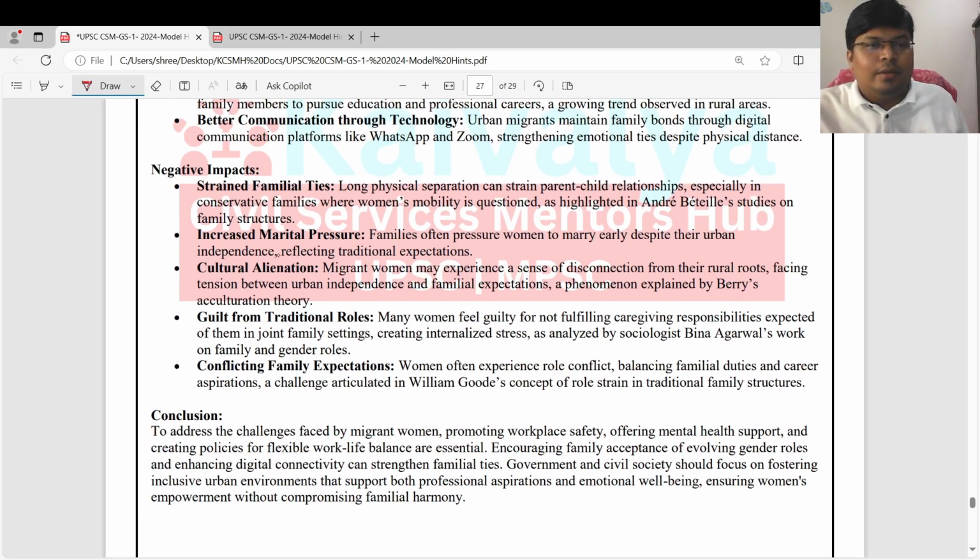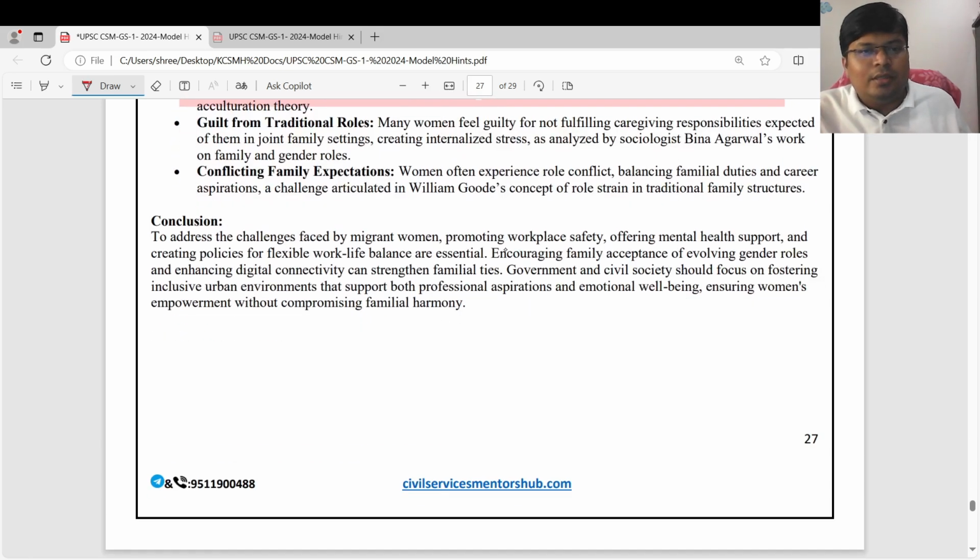Increased marital pressure, meaning pressure from the family for marriage is also increasing. Cultural alienation: obviously, when the woman must migrate from the family or locality to new areas, the cosmopolitan culture may not be suitable for each and every woman. So you can also quote that. This dimension you are supposed to include, and conclude by providing the solutions.